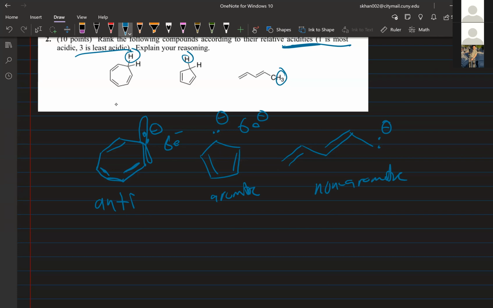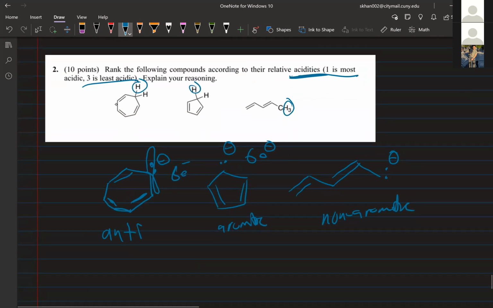So essentially, when we deprotonate the original compounds, because we're ranking the acidities of the original compounds, we are going for the first one, A, B, and C. For A, we're going from something non-aromatic to something that's anti. So are we going down in energy or up in energy? Are we making this stable or less stable? It's less stable. This is not what you want.